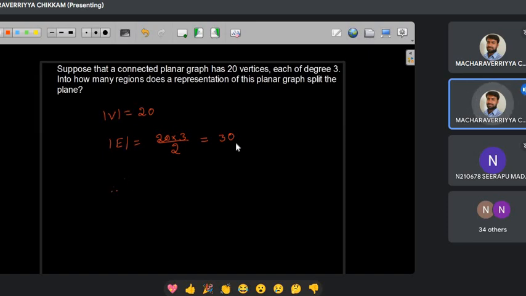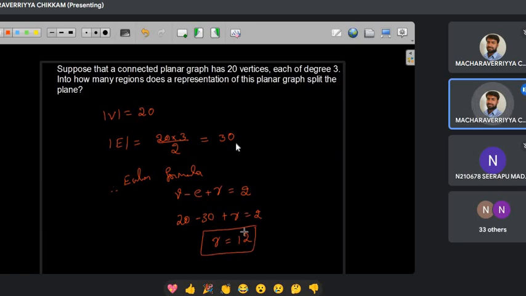Therefore, what is the relation? What is the Euler formula? The Euler formula is V minus E plus R equal to 2. So now that is 20 minus 30 plus R equal to 2. Therefore, R equal to 12. So it is dividing the plane into 12 different regions.